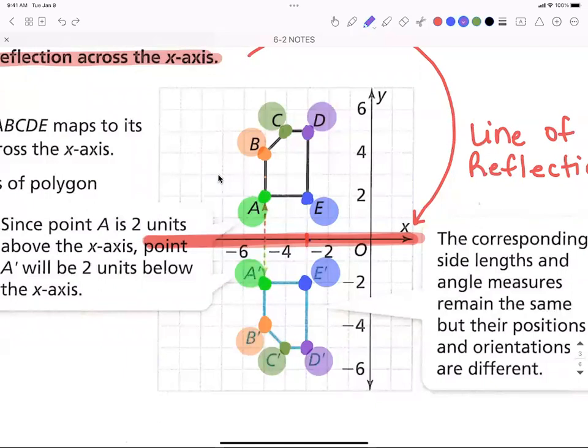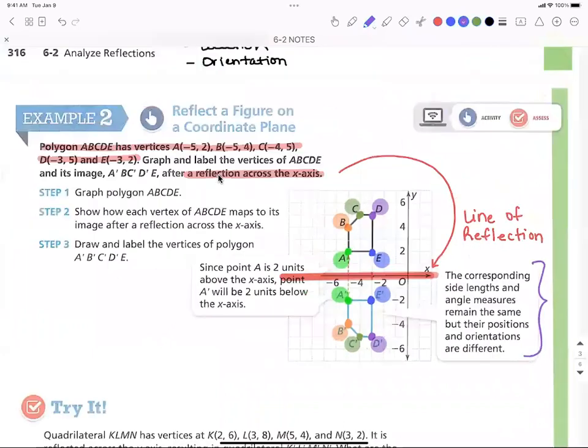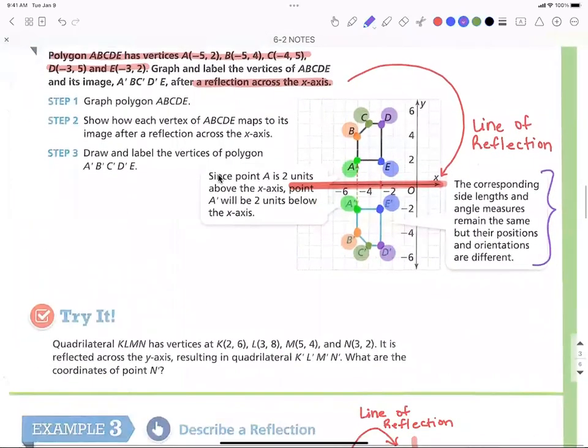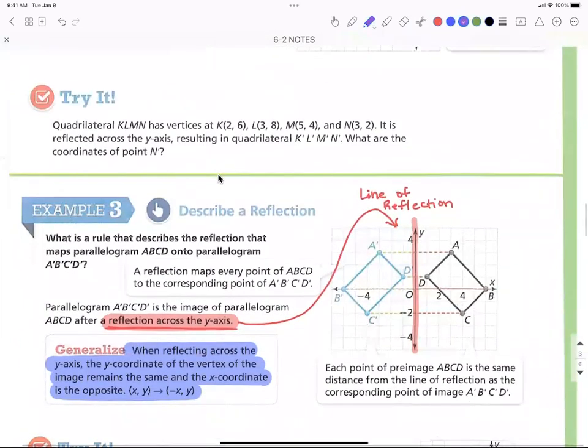Okay. Notice this. Corresponding side lengths and angles remain the same. You already wrote that on that other piece of paper. I just want to bring it to your attention again. Okay. We're not going to do the try it because you would need graph paper. So we're going to go ahead and skip that for now. And we're going to go to example number 3. Now I've already done it, but I'll erase it and do it again here.